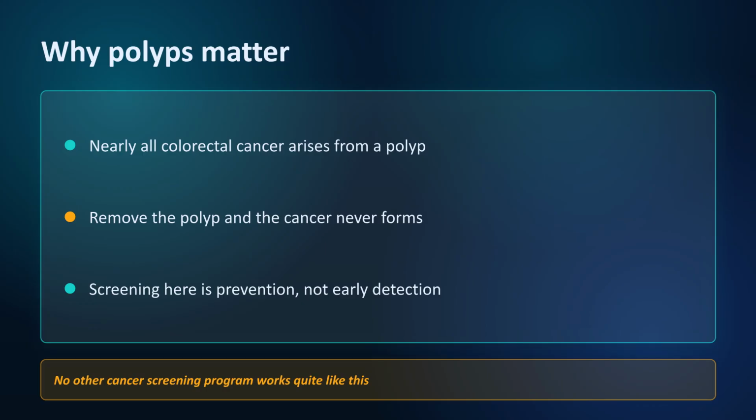When you snare a polyp in the endoscopy suite, you may have just prevented a cancer that would have surfaced a decade later in that patient. Nothing else in cancer screening works quite like this. It is worth saying out loud to patients.